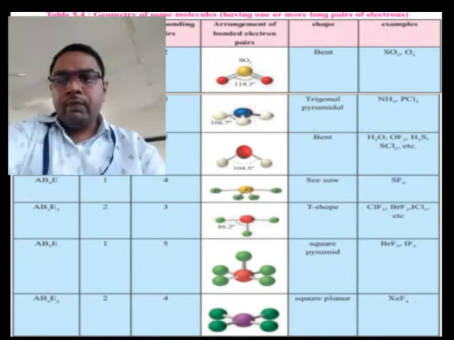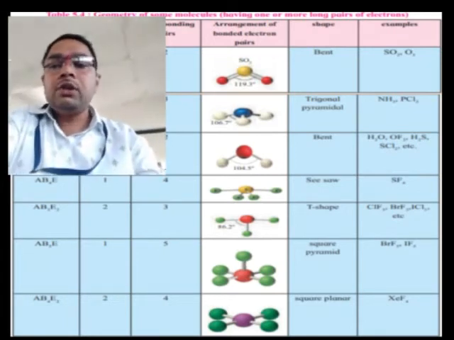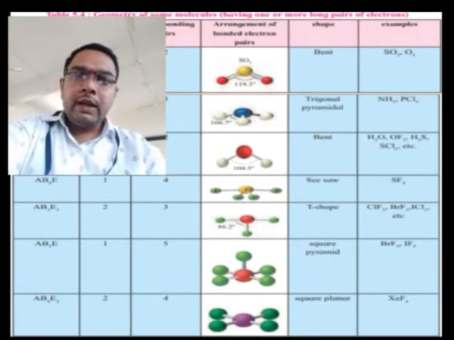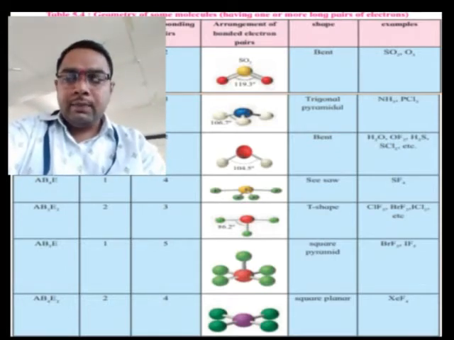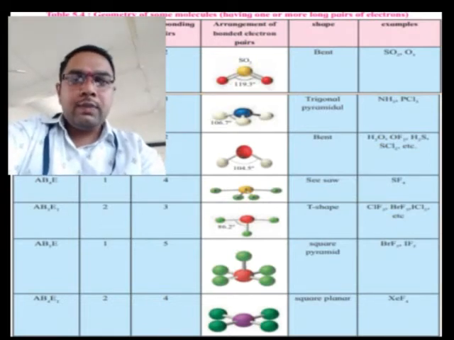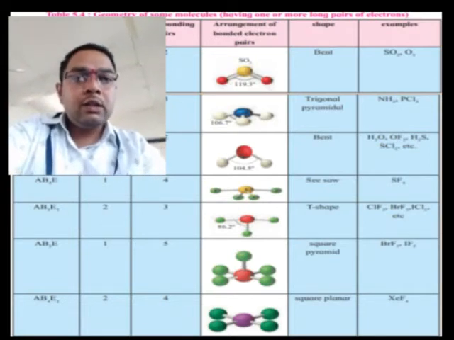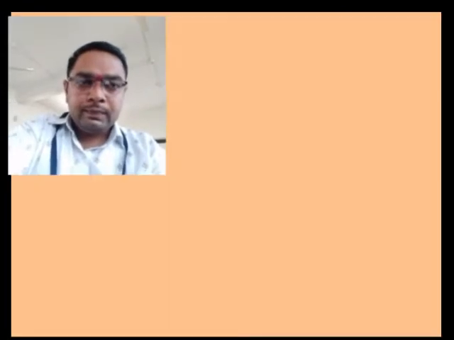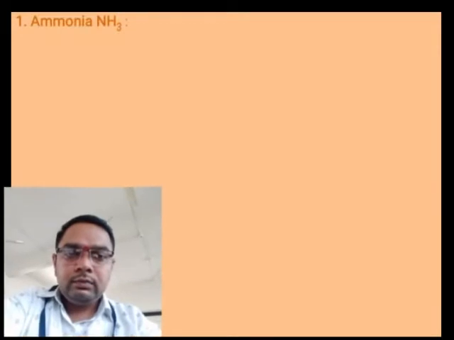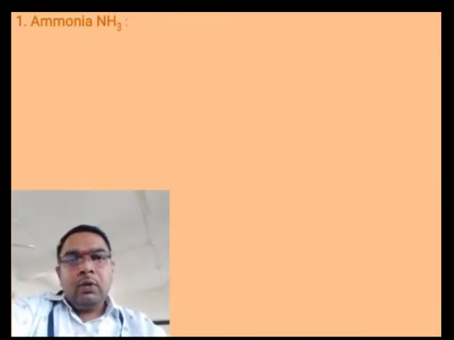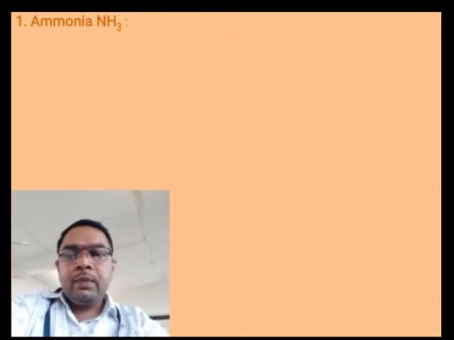Depending upon the valence shell electron pair repulsion theory, the geometries and bond angles of different molecules are explained as shown below. Some of these are discussed below. First is the ammonia molecule. The formula is NH3.